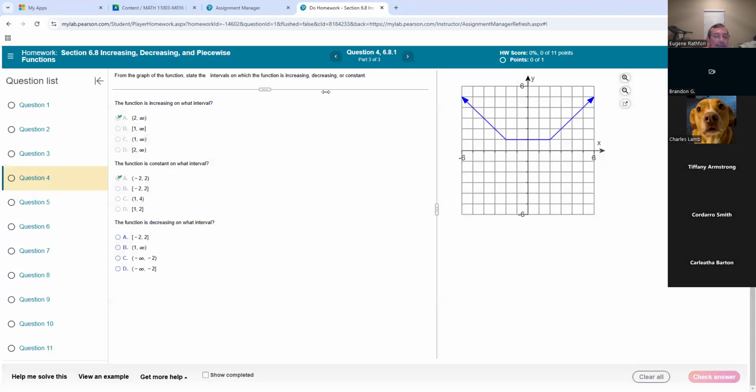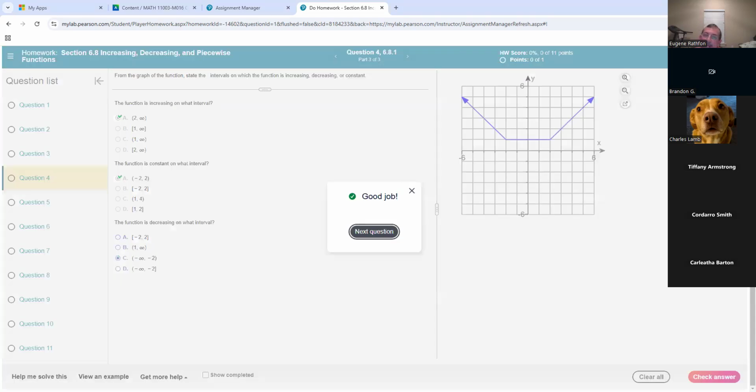All right, y'all, look what's left. Decreasing. That's that left side over here. So A, B, C, or D on the decreasing. So negative infinity, let's see, is that good job? That looks like negative infinity to -2. So we're going to go with C on that one. Okay. So y'all, that's the trick on that one. That is not too bad.